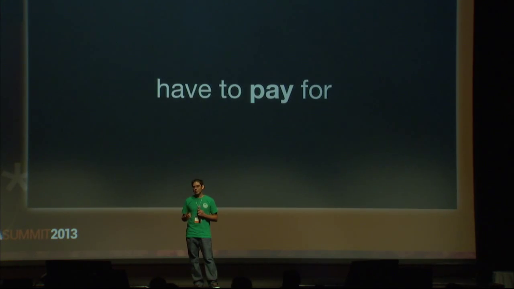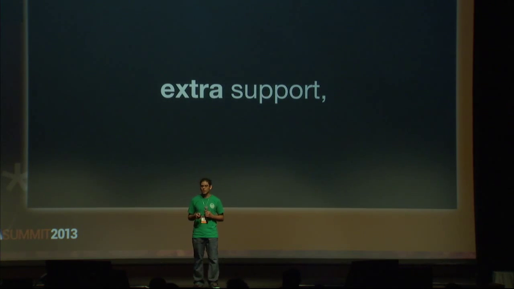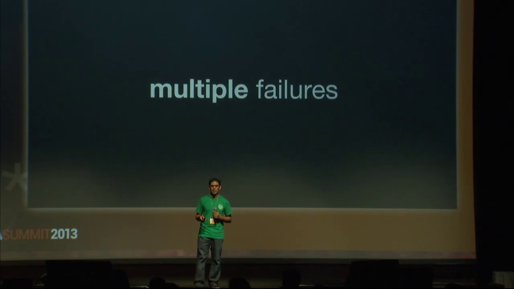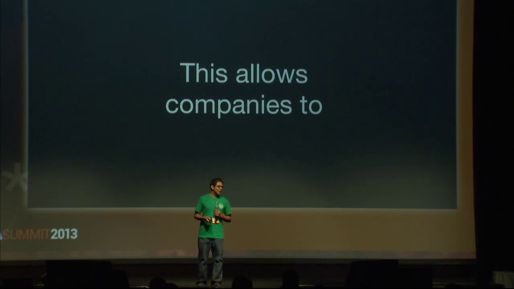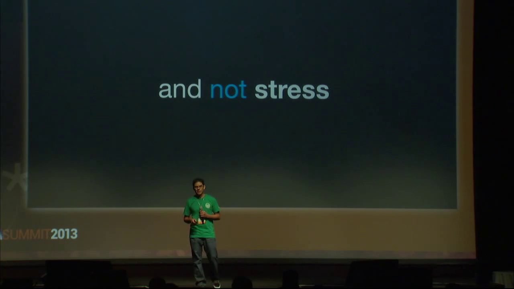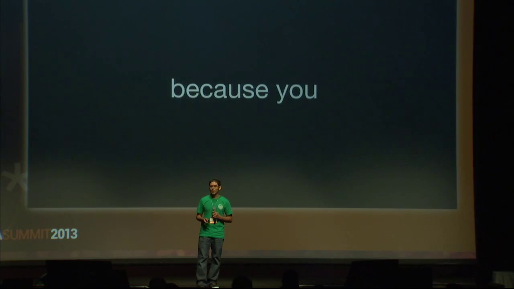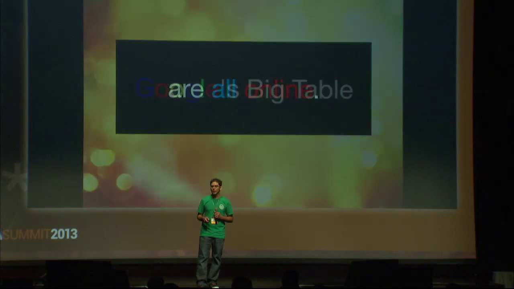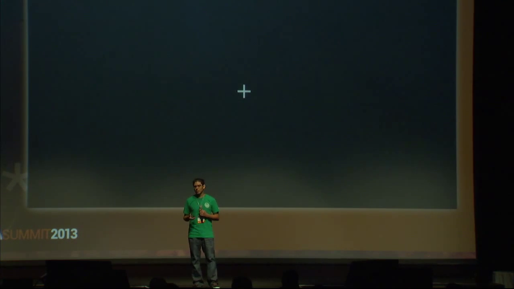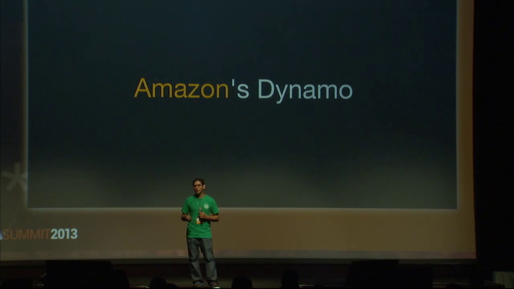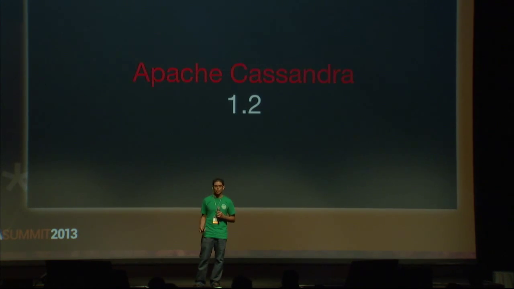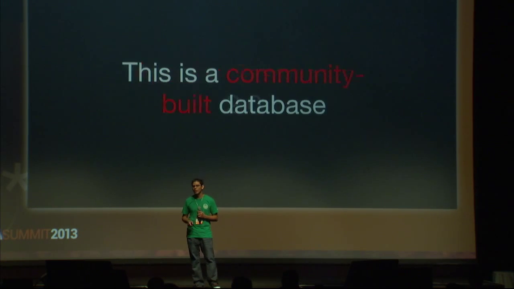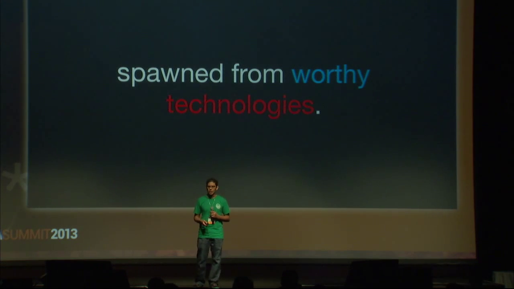So companies no longer have to pay for large servers, expensive contracts, extra support, or stress out with multiple failures or epic failures that leave you and themselves in the dark. This allows companies to pay for innovation, not stress when a node's been offline all night, because you and these companies are all online. Google's Bigtable, along with Amazon's Dynamo, brought us Facebook's Cassandra 0.3. We're now at Apache Cassandra 1.2, and we're already looking forward to 2.0. This is a community-built database spawned from worthy technologies.